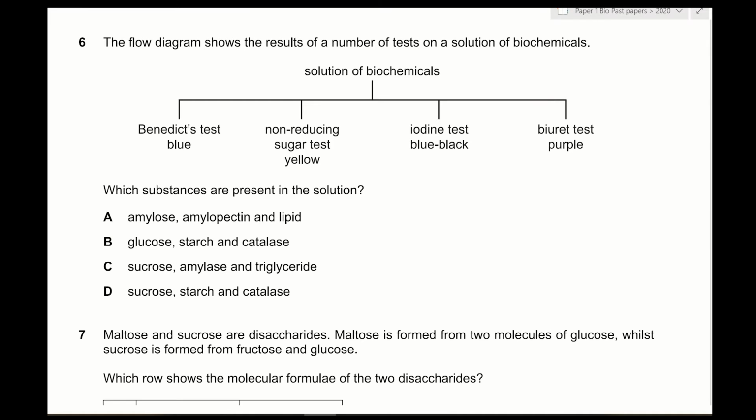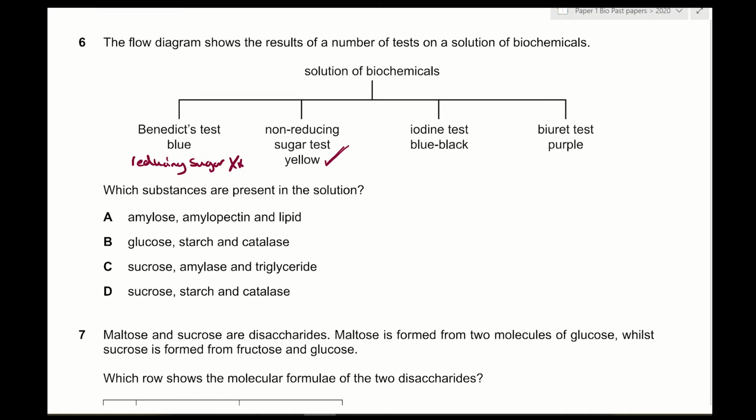Question number 6. The flow diagram shows the results of a number of tests on a solution of biochemicals. Which substances are present in the solution? Now, Benedict's test, blue, is used to test for the presence of reducing sugars. In a positive test, it would turn from blue to brick red. Because it stayed blue, this means it's a negative test and reducing sugars are not present. Now, non-reducing sugar test, the solution turned yellow. Therefore, there was a partial change in color.